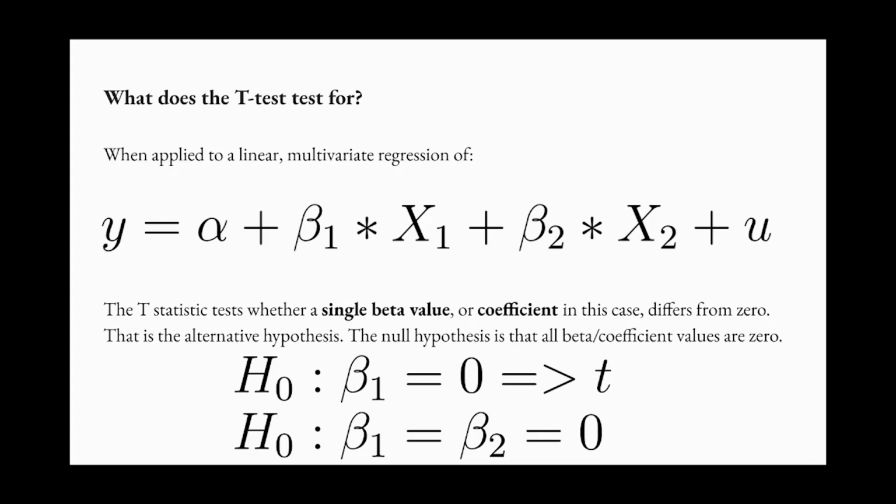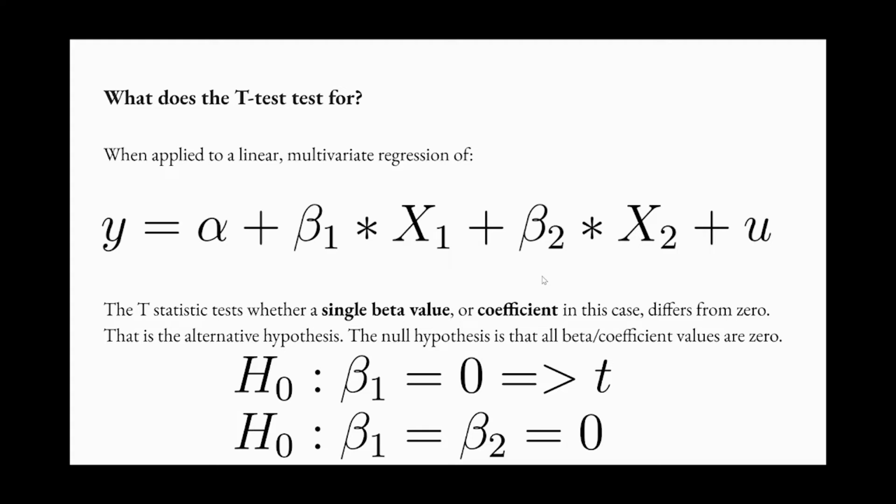So a t-test is another type of statistical test that should not be confused with the f-test. When applied to a linear multivariate regression of the following equation, the t-test tests whether a single beta value, or coefficient in this case, differs from zero. So for example, we could have a t-test that tests whether beta 1 is statistically different from zero, or whether beta 2 is statistically different from beta 0. But the t-test is just going to look at whether an individual variable, that is one variable, is different from zero.